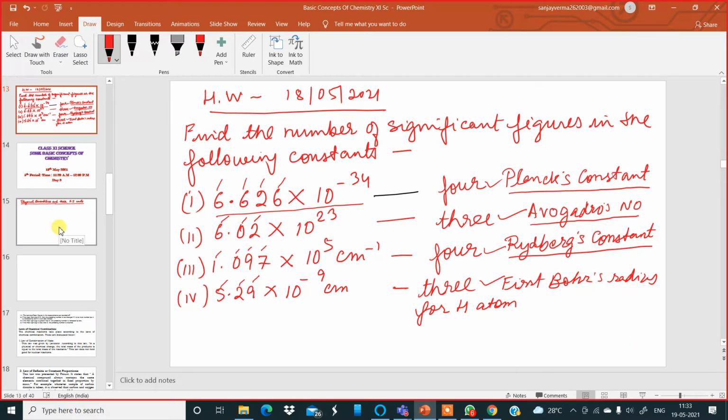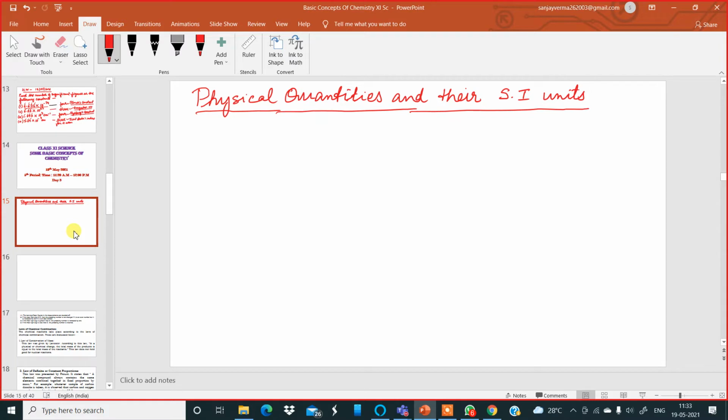Now today I would like to go further ahead in this chapter and talk about physical quantities and their SI units. Now, in your lower classes in physics, you must have heard of basic SI units. Have you heard of basic SI units?